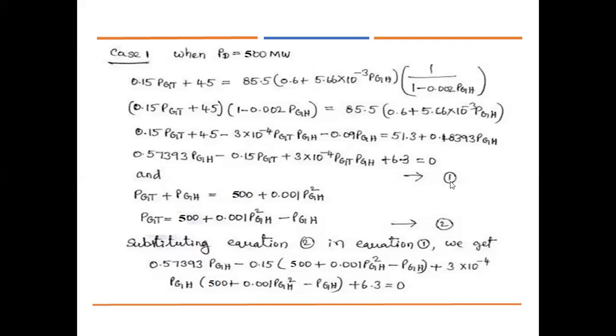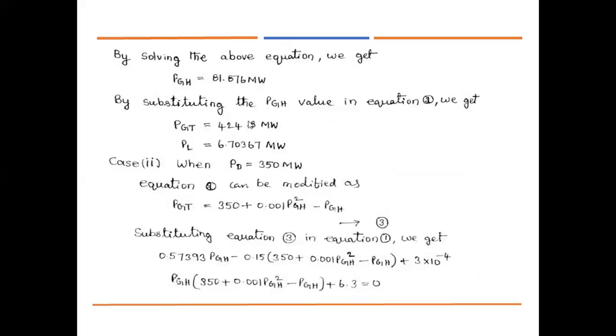PL is 0.001 PGH square. By solving these two equations, we will get the PGH value equal to 81.876 megawatts. If we substitute this PGH value in equation number 2, we will get PGT equal to 424.8 megawatts. Transmission loss equal to 6.703 megawatts.